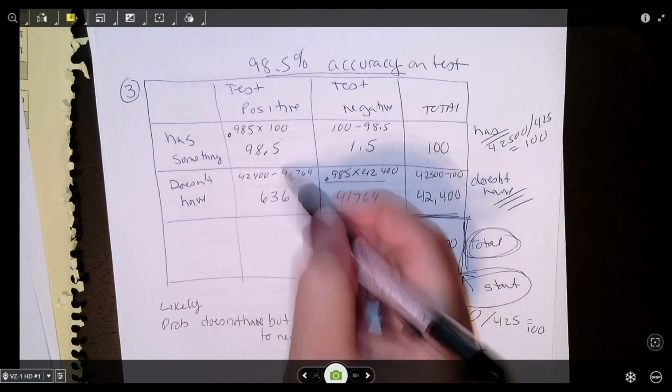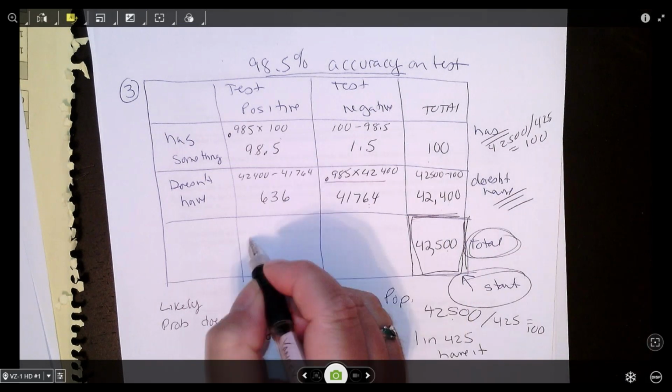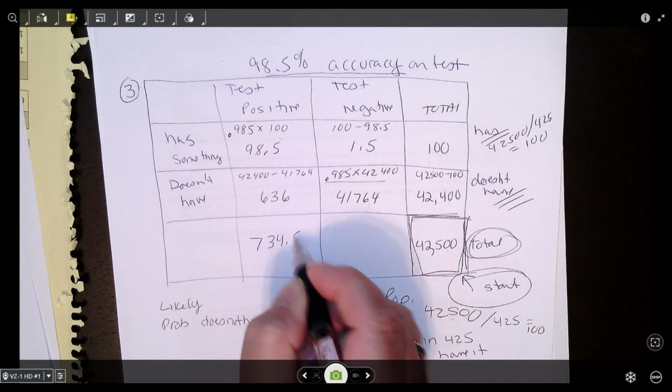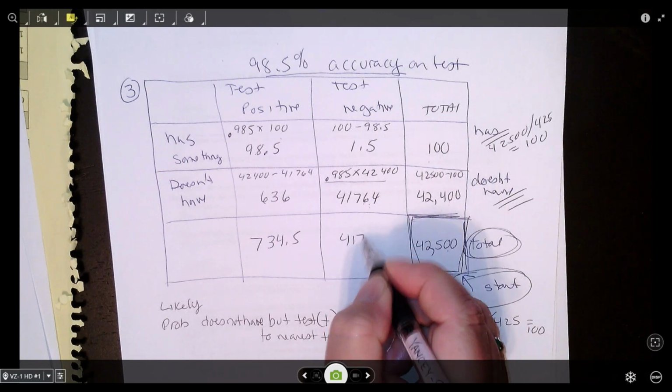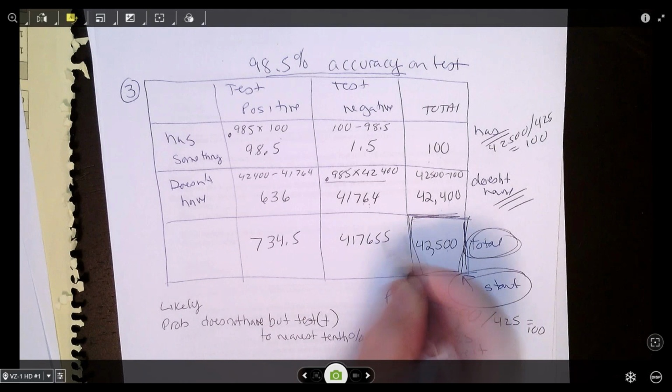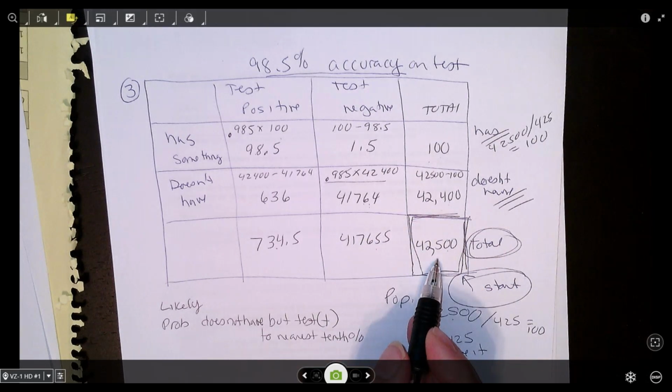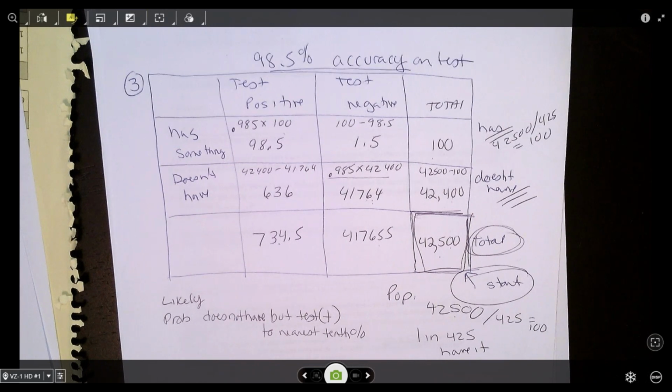Now we check, this adds up to 42,500. Now we sum this column, add these and make sure it adds up, and we've checked it off, it adds up. Now you're ready to answer the question. What's the probability that someone does not have the gene but they test positive?